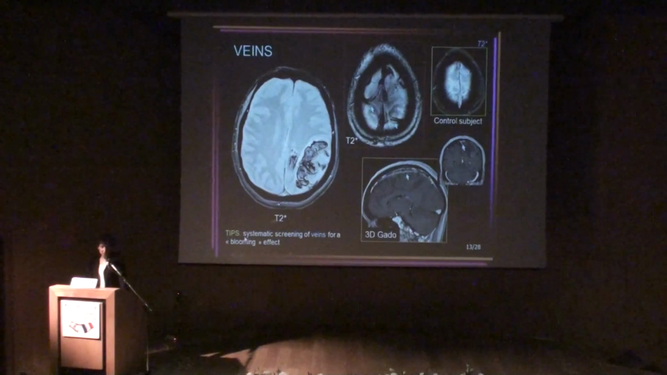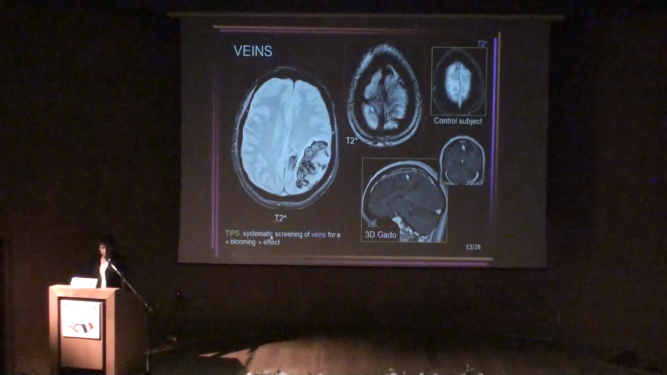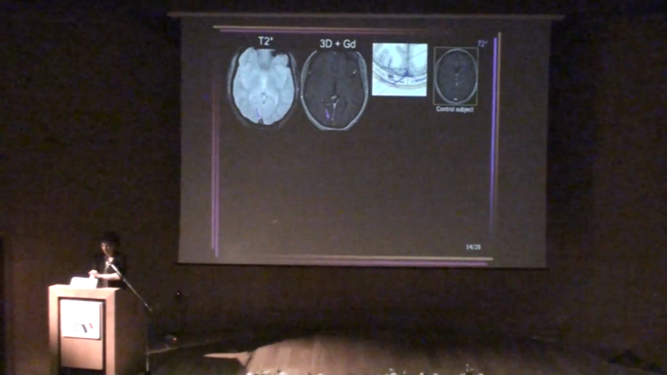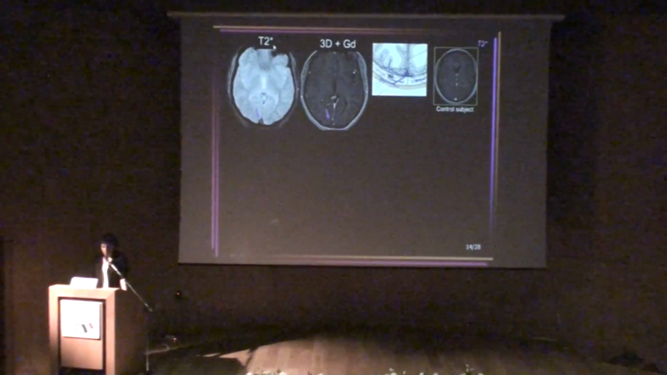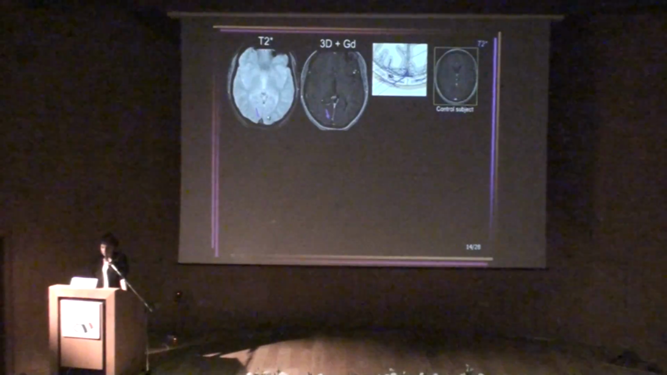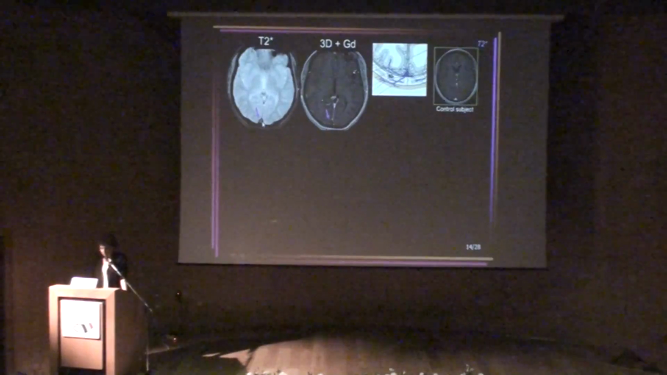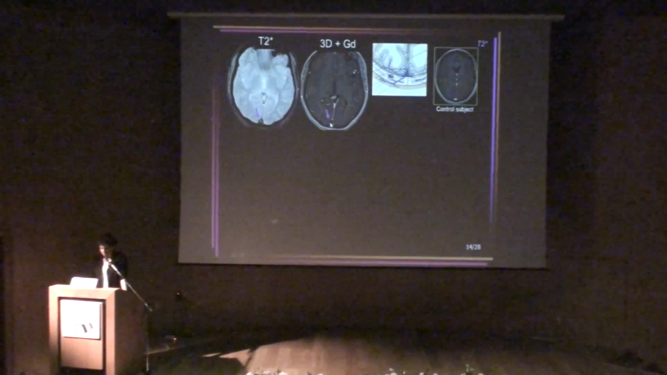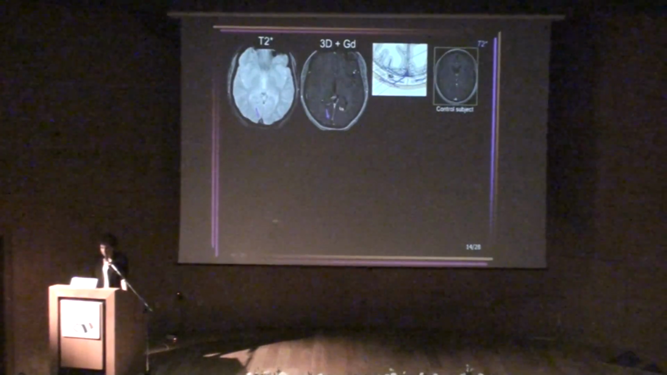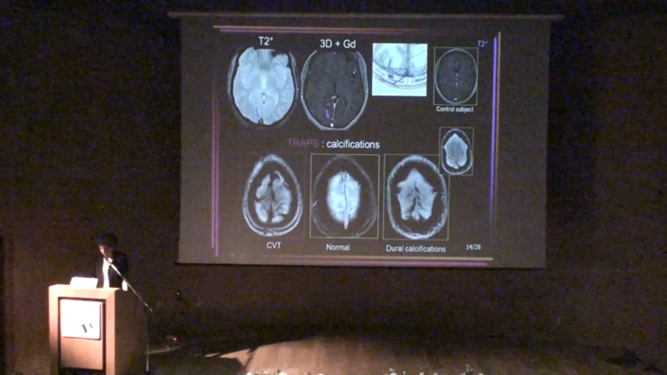So the tip, and this is probably the most important message of my talk, is don't forget to look at the veins on T2 star weighted sequence. I haven't finished. Okay, I showed you cortical cerebral venous thrombosis. It's much easier when it's not cortical, when it's the dural venous thrombosis. Here on T2 star, confirmed on 3D post-gadolinium T1 sequence. And here the control subject, confirming the filling defect in this sinus.